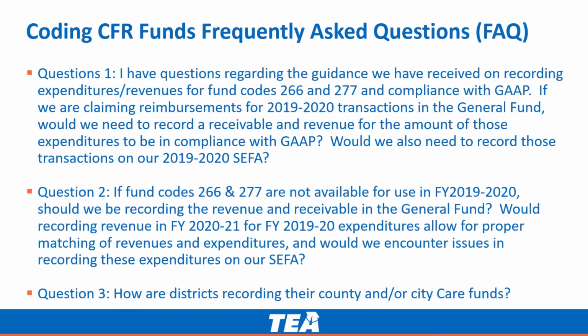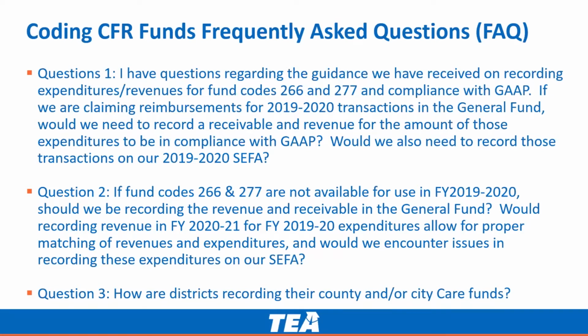And then I just have a few questions that we were getting that were fairly common, and so we wanted to make sure that you guys had that information available. The first question talks about the timing of the two funds, Fund 266 and 277. If they're claiming reimbursements for the 1920 transactions in the general fund, will we need to record a receivable and revenue for the amount of those expenditures to be in compliance with GAAP? And then also, how would you record the transactions on the 1920 CFA?